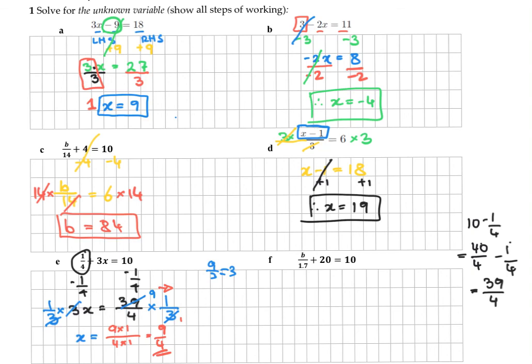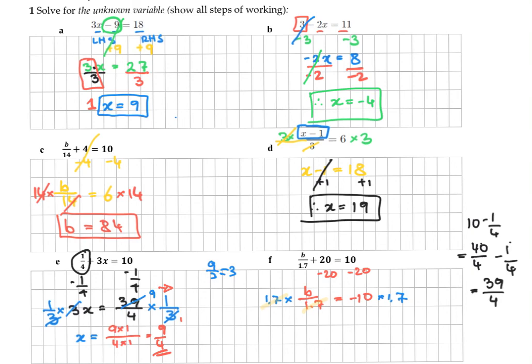And one more, b divided by 1.7 plus 20 is equal to 10. Positive 10, 20, take away 20, both sides. So we are left with 10 take away 20 is negative 10. Now b divided by 1.7, opposite. So division, opposite multiplication, 1.7 times 1.7. So this is gone because it's equal to 1. And then we have b.